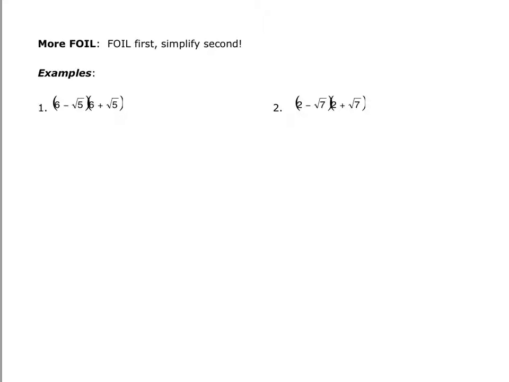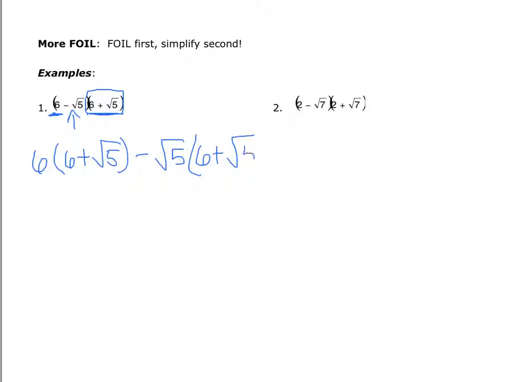Now we're going to take a look at a couple examples that use FOIL. And once again, when we go through these problems, we're going to look at using double distribution. So I'm going to take my 6 from the first example and multiply it by the entire set of parentheses that comes next. That's 6 plus radical 5. And then I'm going to take the minus radical 5 that comes from the second part of the first parentheses and multiply that by 6 plus radical 5.